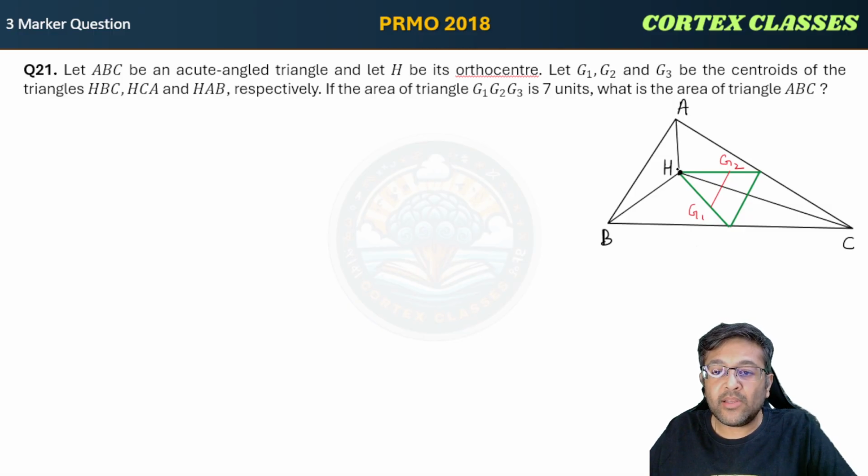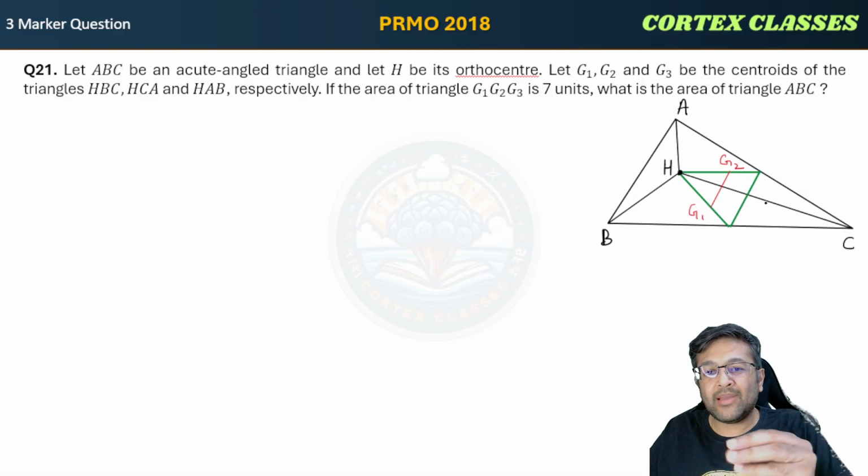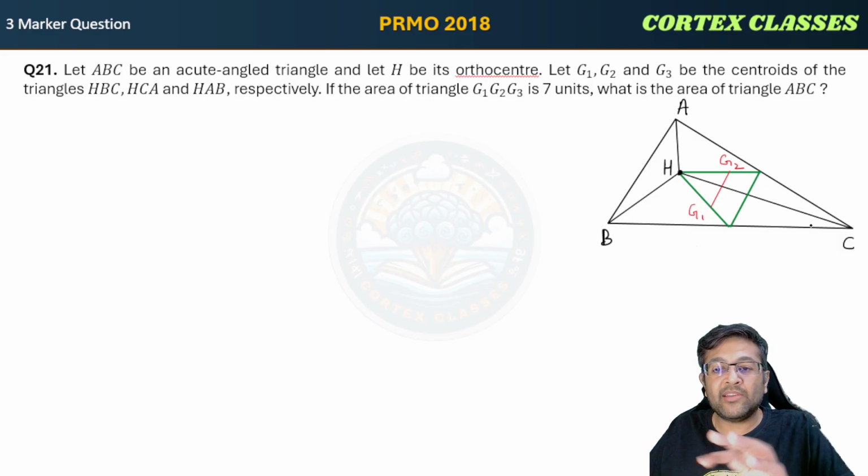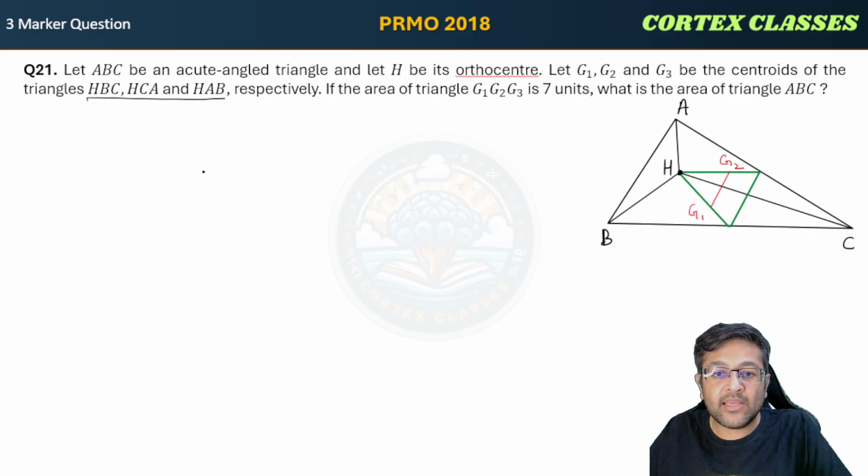So guys, if I join HA, HB and HC simply, I'm not showing the altitudes, otherwise the diagram will become cumbersome, right? So right now I'm not showing those. See guys, HA, HB, HC divide the triangle into 3 parts. Three triangles are formed: HAB, HBC and HCA. And those are what they have given us.